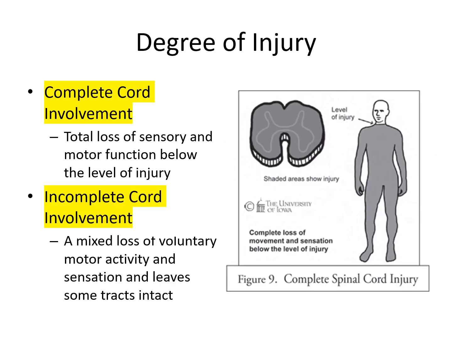The degree of spinal cord involvement may be complete or incomplete. Complete cord involvement results in total loss of sensory and motor function below the level of injury. Incomplete cord involvement results in a mixed loss of voluntary motor activity and sensation, and leaves some tracts intact. The degree of sensory and motor loss depends on the level of injury and reflects specific damaged nerve tracts.